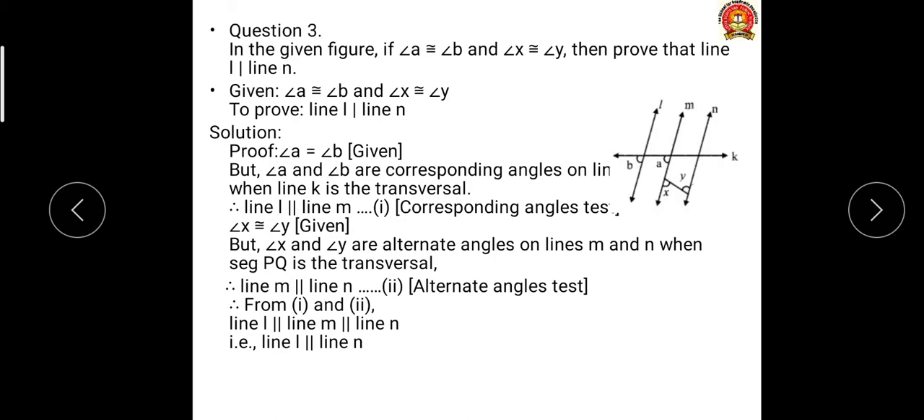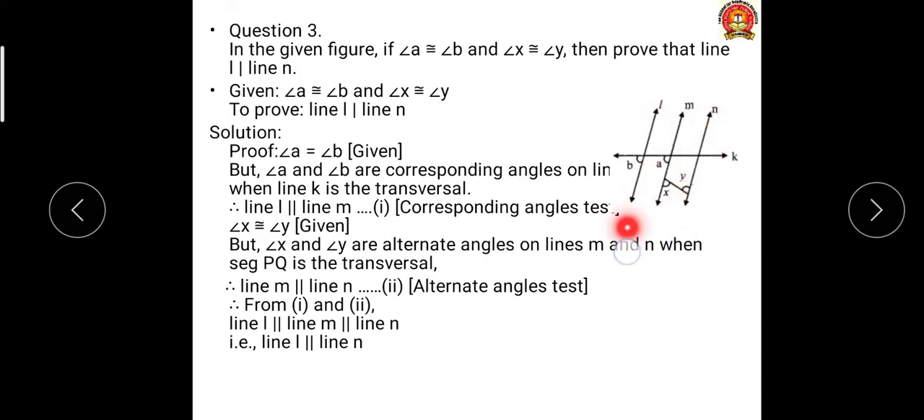Now students, in the second condition, consider the M and N lines and K is a transversal. Your X and Y, these are the alternate interior angles. What is given? X is equal to Y. These are the alternate interior angles, and therefore by the test of alternate interior angles, your line M is parallel to line N.